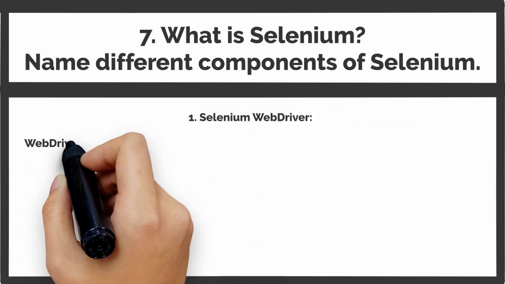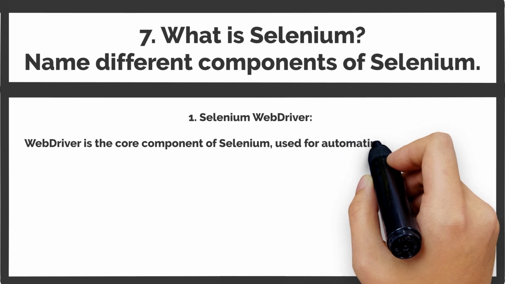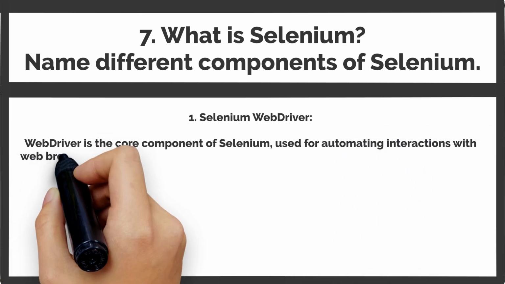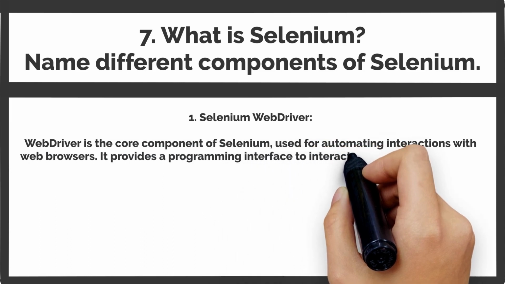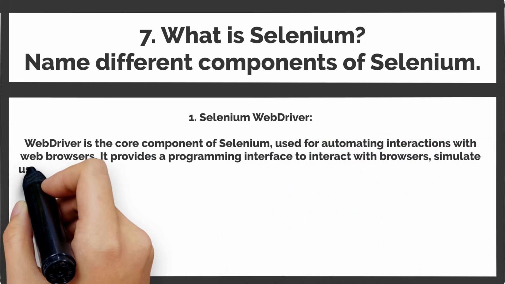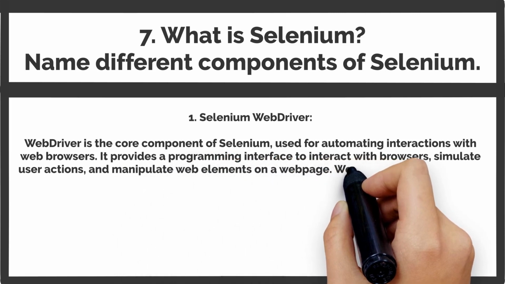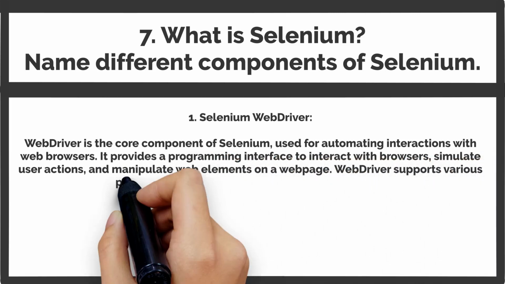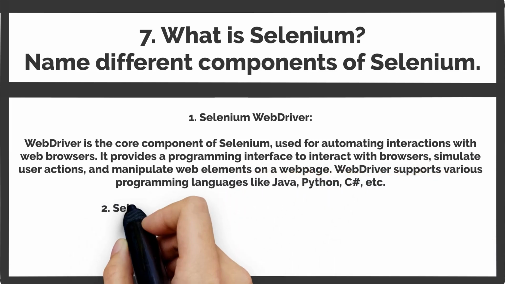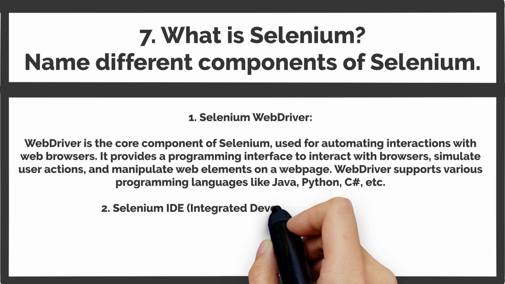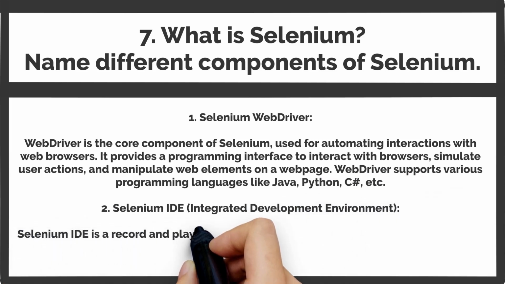1. Selenium WebDriver. WebDriver is the core component of Selenium, used for automating interactions with web browsers. It provides a programming interface to interact with browsers, simulate user actions, and manipulate web elements on a web page. WebDriver supports various programming languages like Java, Python, C#, etc.